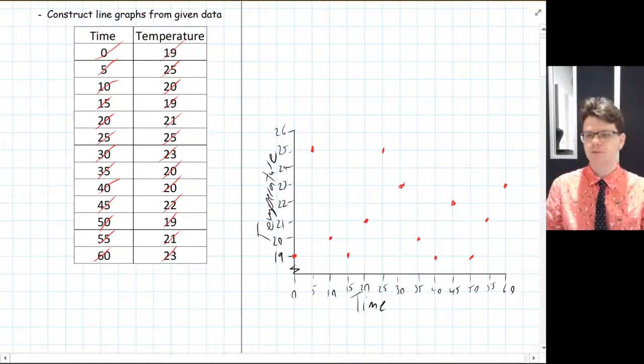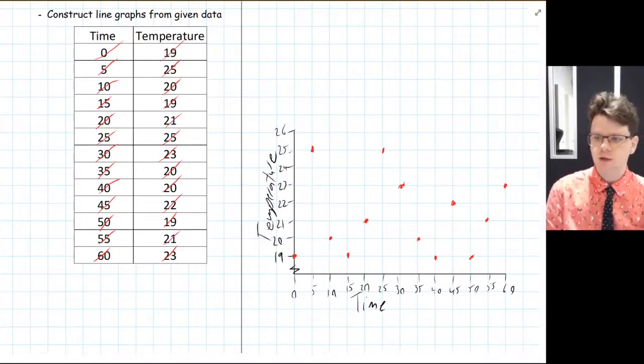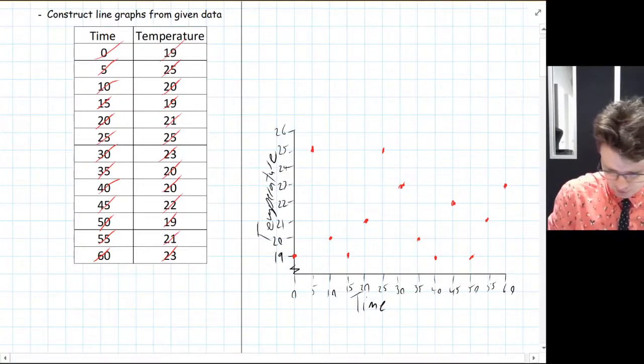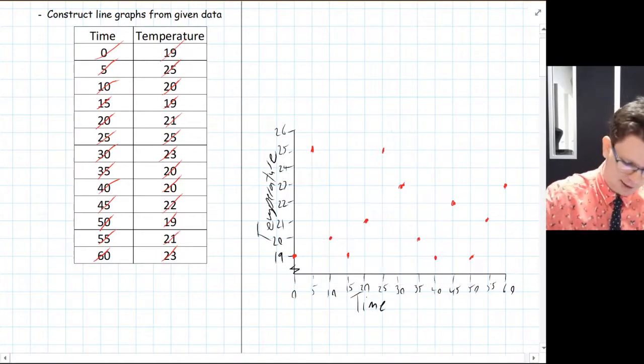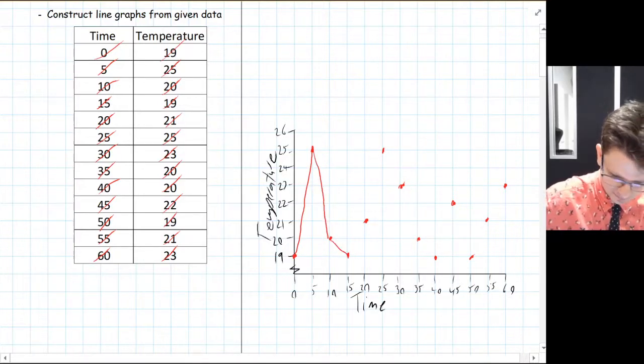But I'm not finished, because a line graph isn't a line graph unless there's a line. So it becomes a big dot to dot. Just make sure you always go from one point to the very next point. So although the 19 is closer to this one here, I've got to first go upwards to get this one in. We don't ever want to double back or anything.